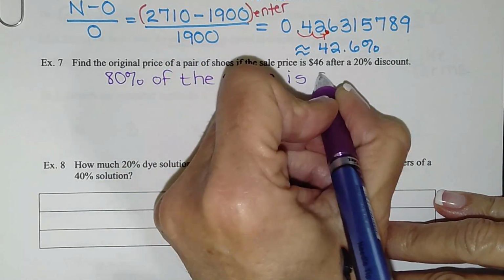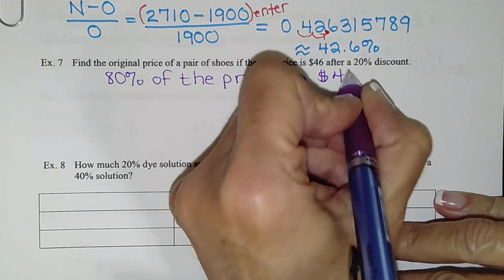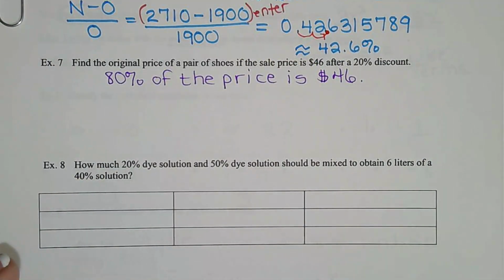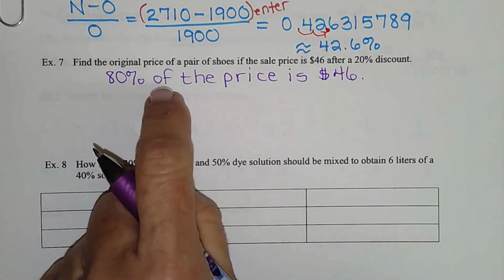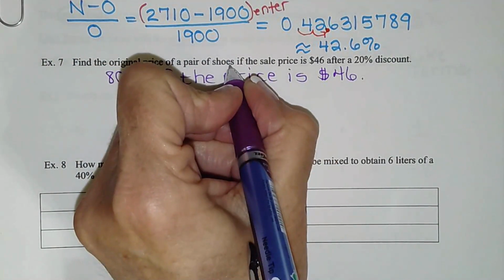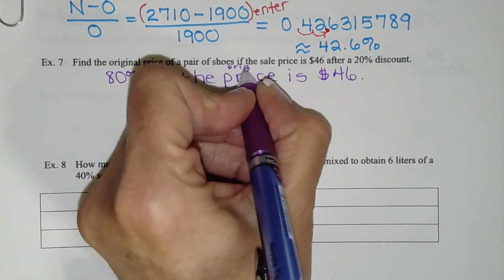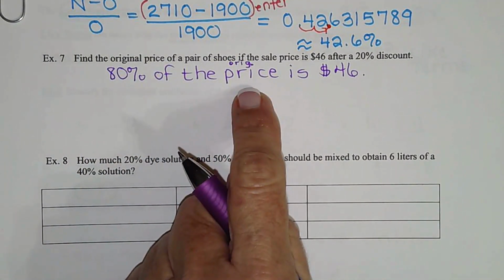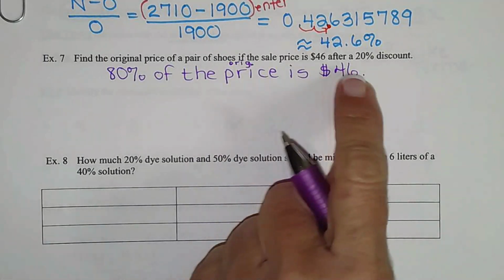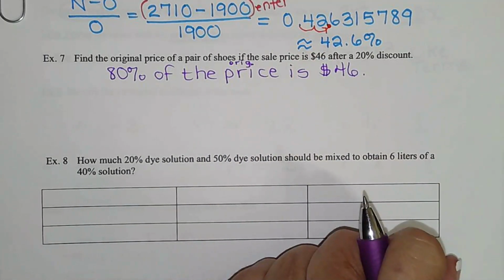is $46. So that to me is the easiest, but a lot of students say, oh, I don't even think to do that. 100% minus 20% is 80%, but it is the easiest way to do it. So 80% of the original price, I should say. 80% of the original price is $46. And that's the sale price.